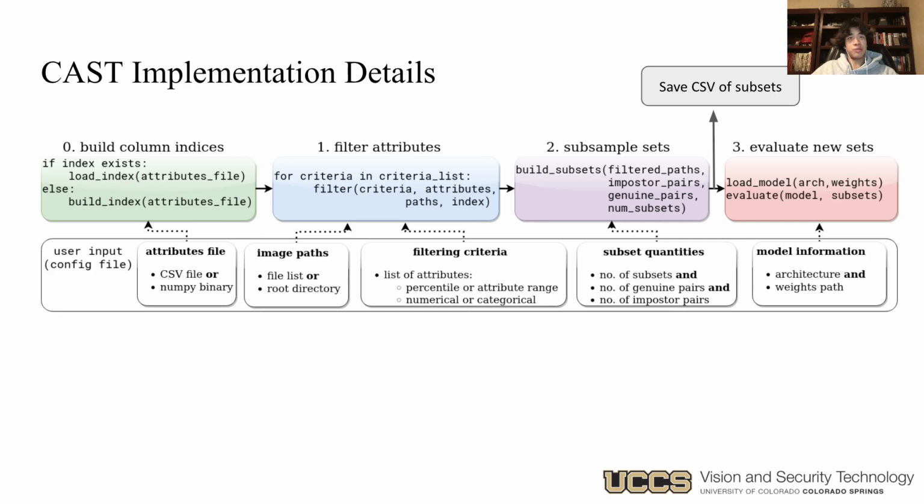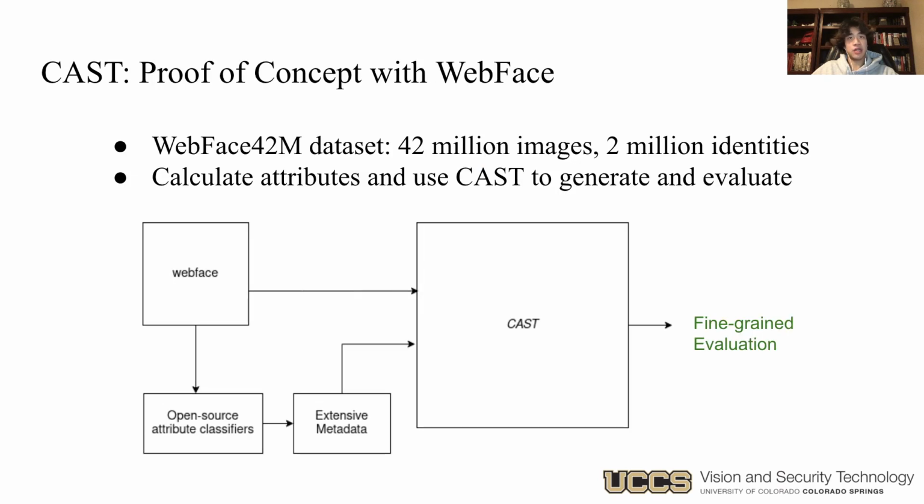So here are our implementation details. With this script down here, we gather column indices, we filter based on criteria and attributes that you specify, and then from there, these subsets that are created based on the criteria and attributes are saved as CSVs, while also being evaluated. We demonstrate CAST on WebFace42M, a dataset of 42 million images and 2 million identities.